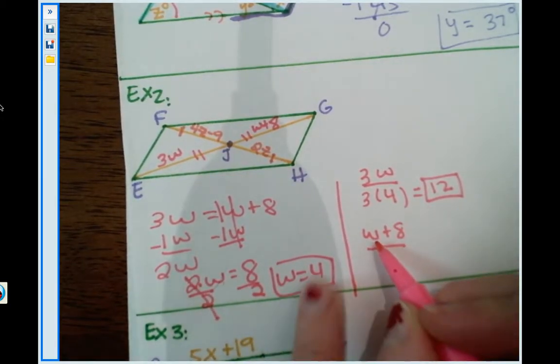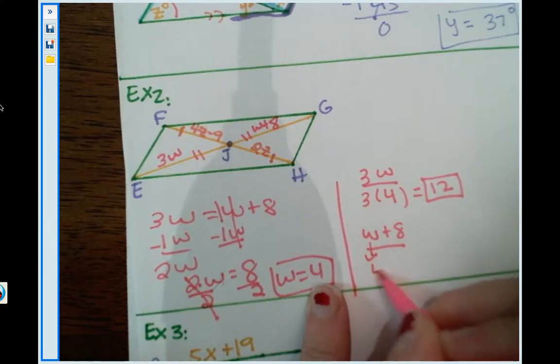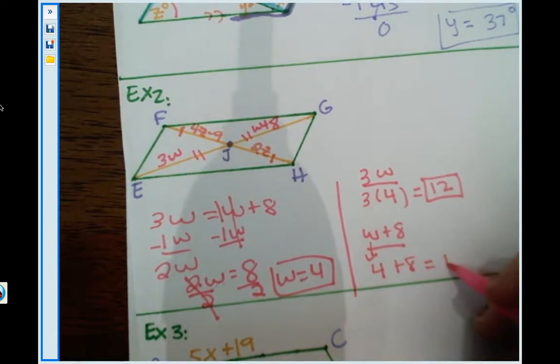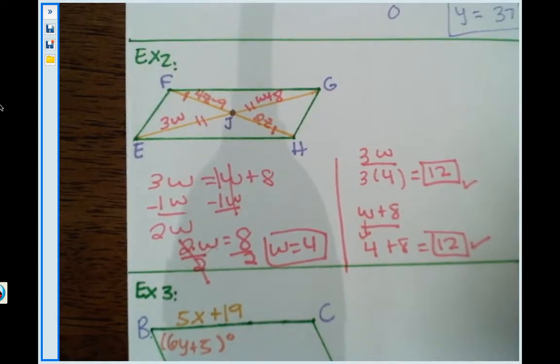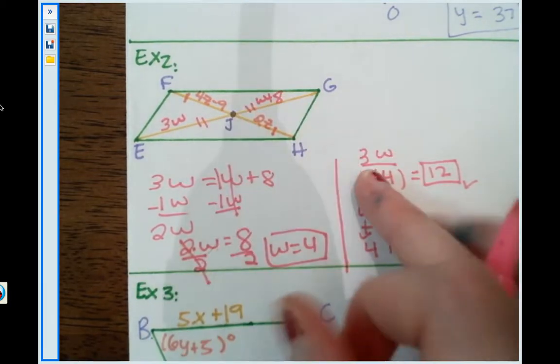Okay, so W, which is 4, I'm going to replace that with a 4, plus 8. And 4 plus 8 gives me 12. Holy hot dog, we got the same thing. Yay! Awesome, you guys. Now we're pretty much going to do the same thing with the Z.